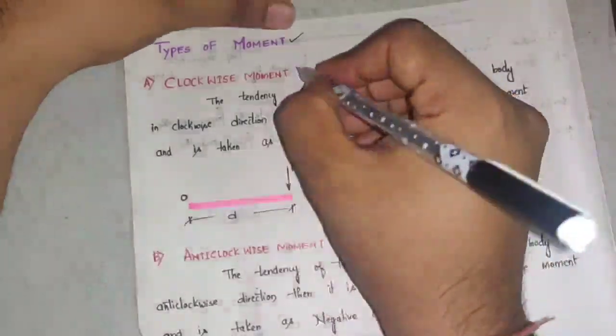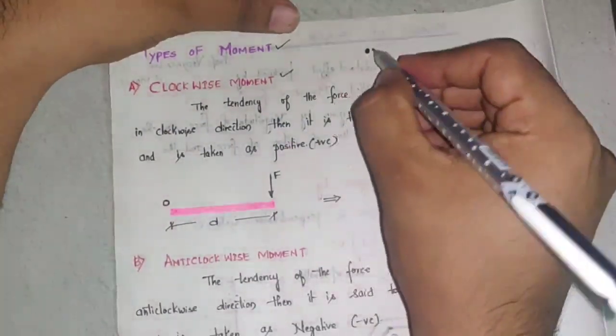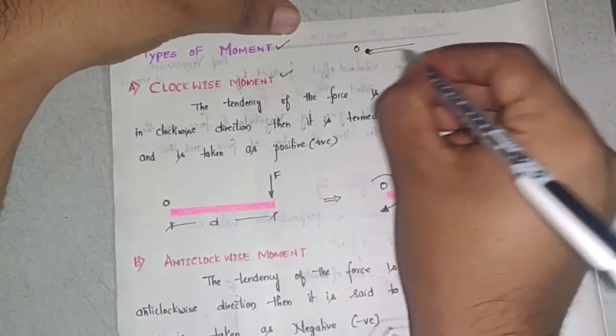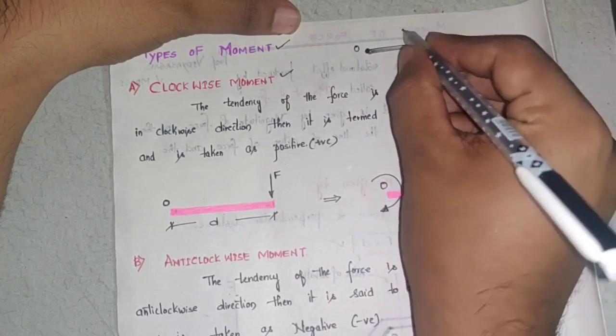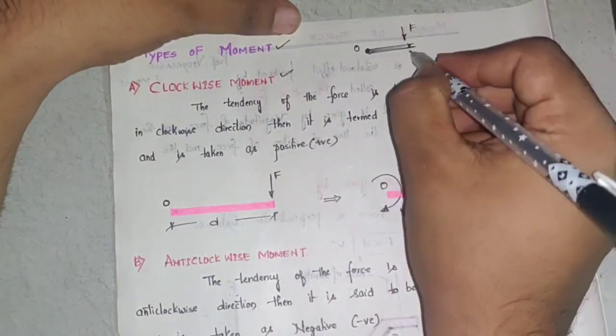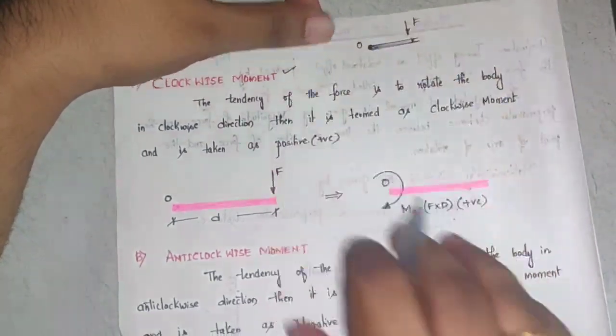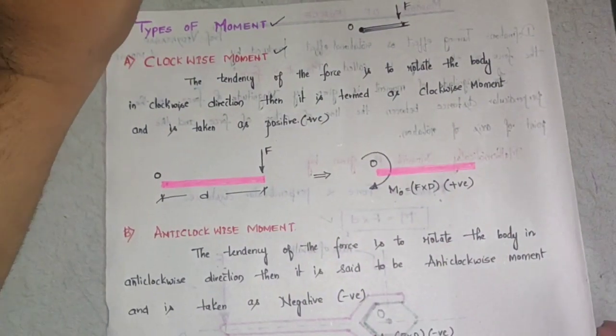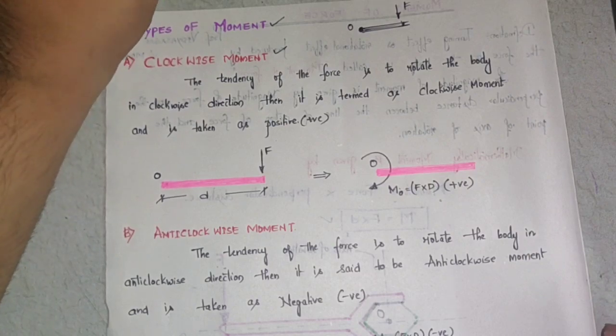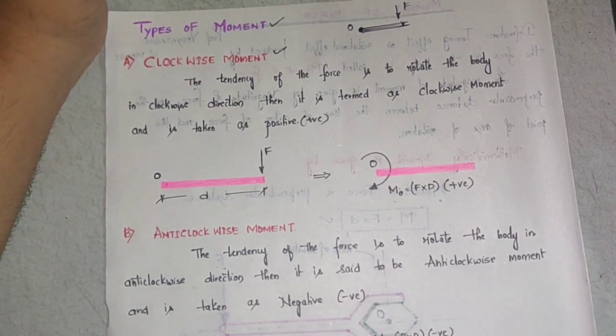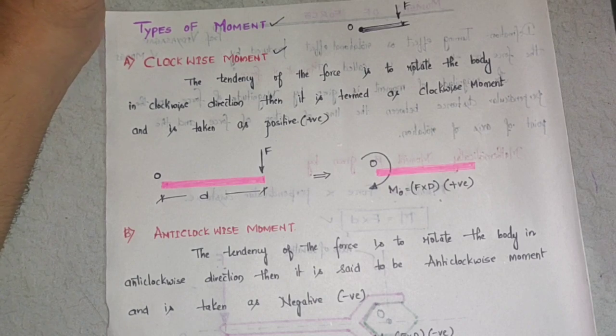So what is clockwise moment? About point O, if I place an object like this and apply force F, because of this force F, this object will rotate like this. If the direction of rotation is the same as the direction of the clock, the way the seconds tick in the clock, from 12 to 12, that is what is clockwise. So the direction of the clock is what is clockwise.